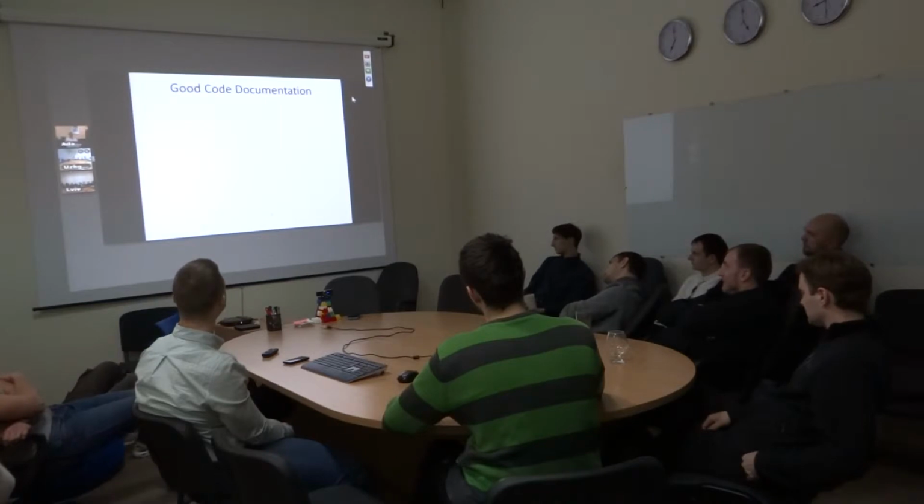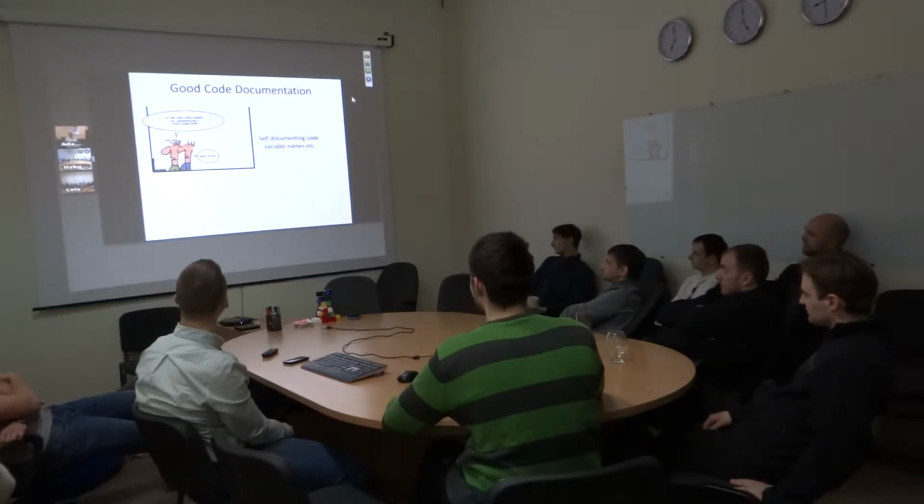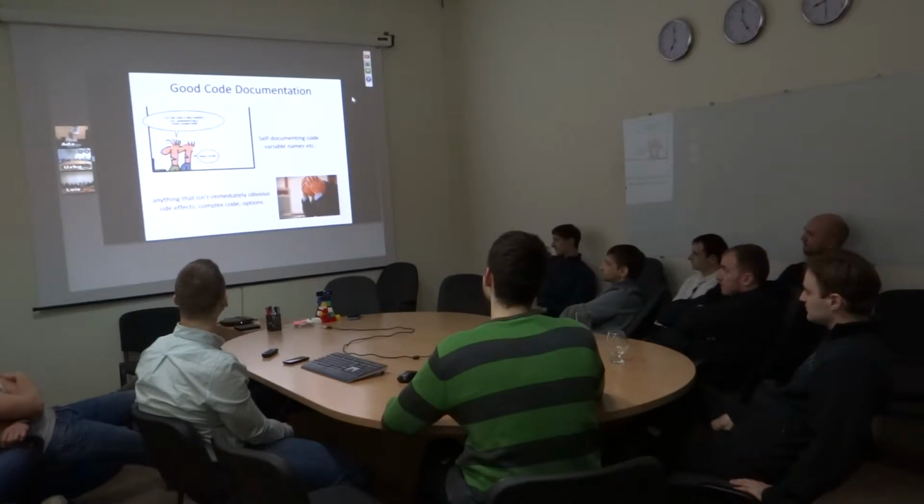So good code documentation, I think, boils down to two basic things. Code should be self-documenting. So all your variable names and method names, everything's a structure. If it's well architected, then it will be self-documenting. But there are occasions where you have to explain a little bit more. And if the code is complex and not obvious, it's not immediately obvious what that code does, then document it.